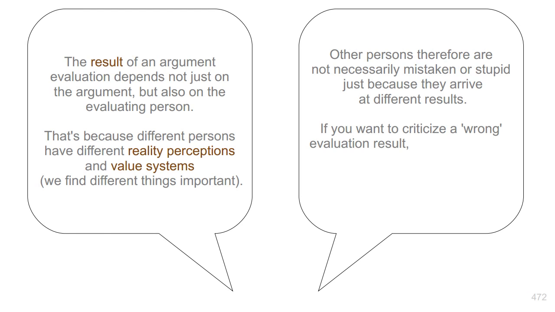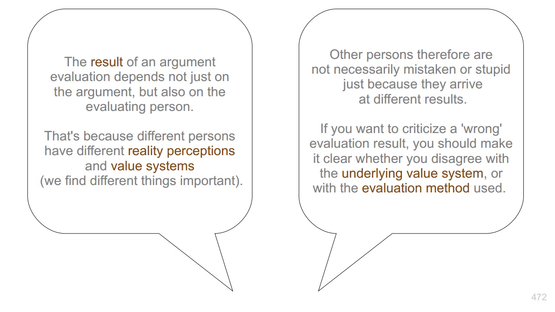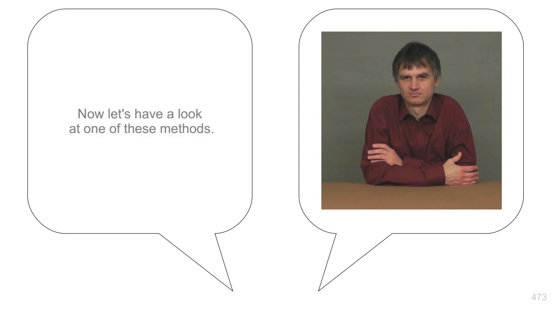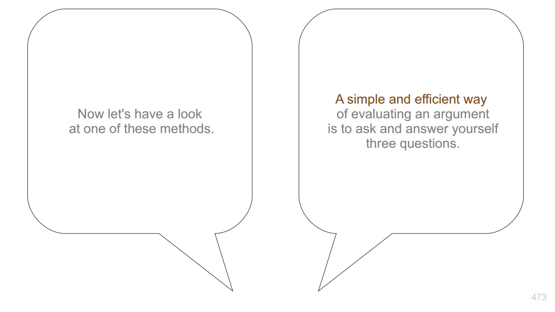If you want to criticize a wrong evaluation result, you should make it clear whether you disagree with the underlying value system or with the evaluation method used. Now let's have a look at one of these methods. A simple and efficient way of evaluating an argument is to ask and answer yourself 3 questions.